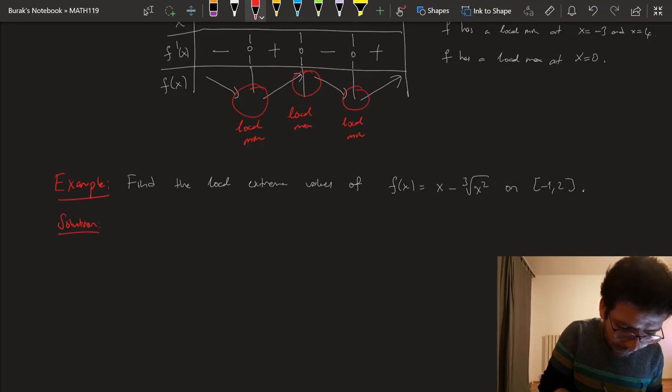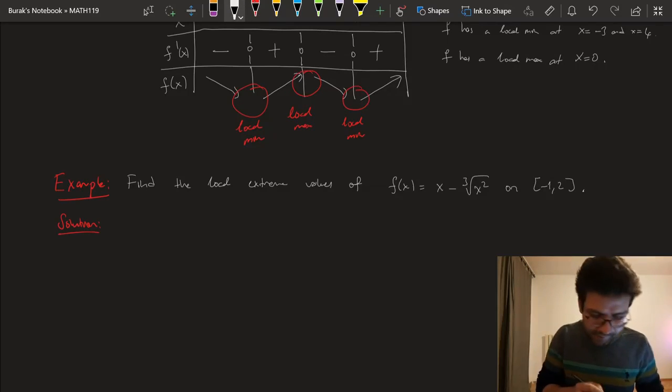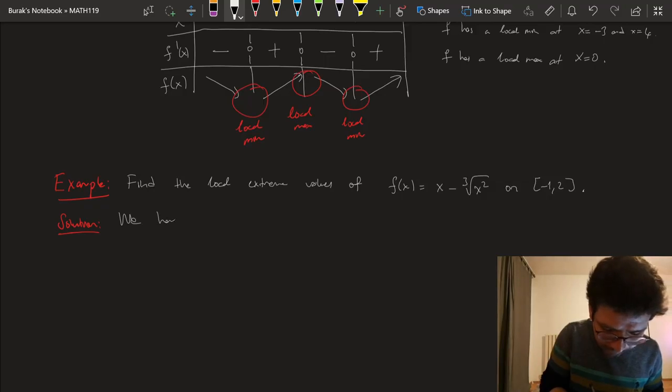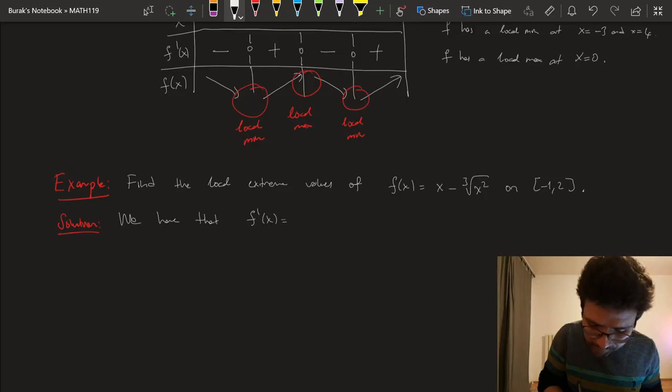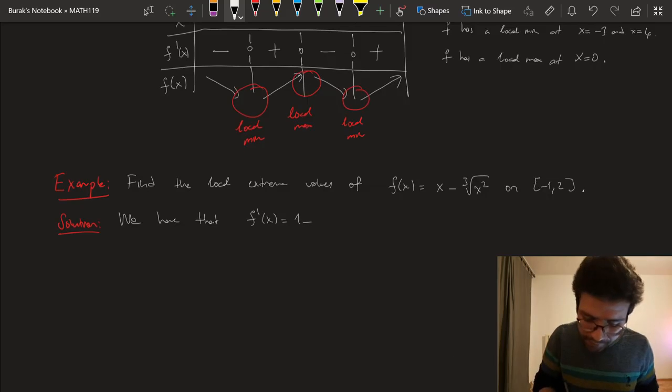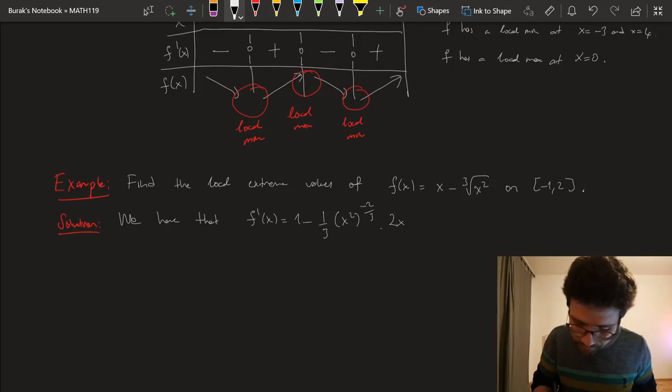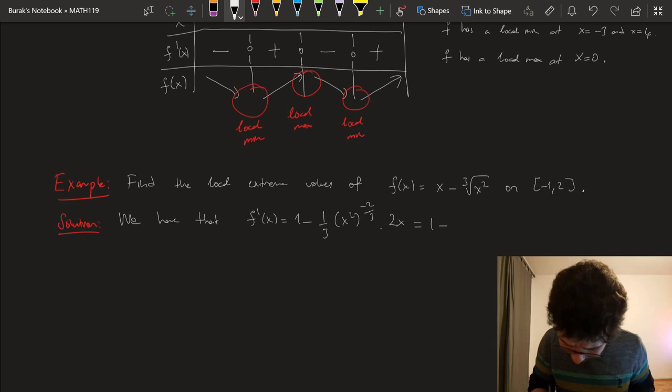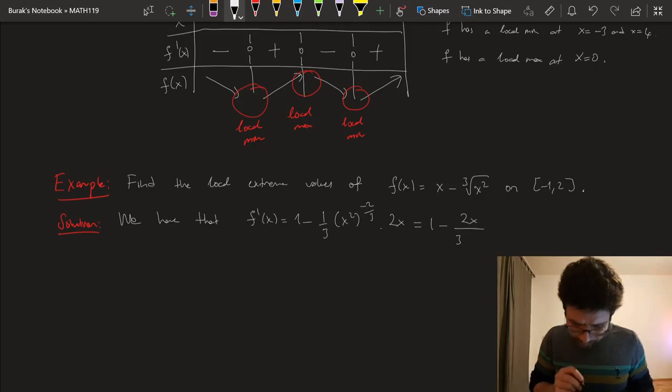Solution. So let me take the derivative of this. We have that f prime of x is 1 minus... Now, if you take the derivative of this term, you're going to get 1/3 times x squared to the power -2/3 times the derivative of the inside, which is 2x. So you're going to get 1 minus 2x divided by 3x to the power 4/3. Okay.